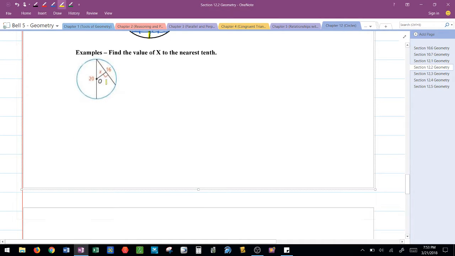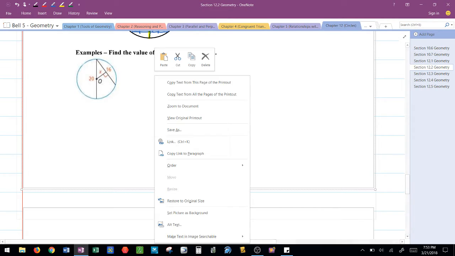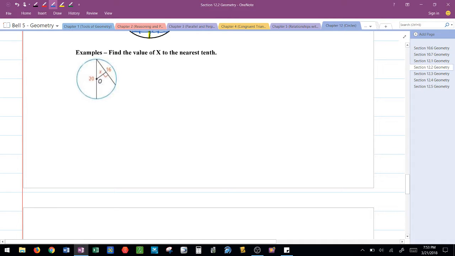Okay? We have this picture here. In this picture, I notice 20 is the length of the diameter. I know 16 is the length of the chord, and they want me to find this segment right here, which is the distance from the center to the chord. All right, so if 20 is a diameter, then I know that this side is 10 and this side is 10. If 16 is the length of the chord, and I know a perpendicular is being formed here, then I know this has to be 8 and this has to be 8.